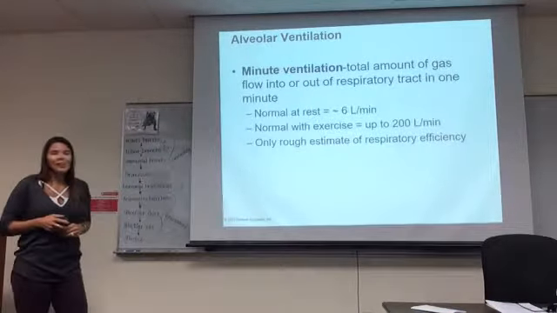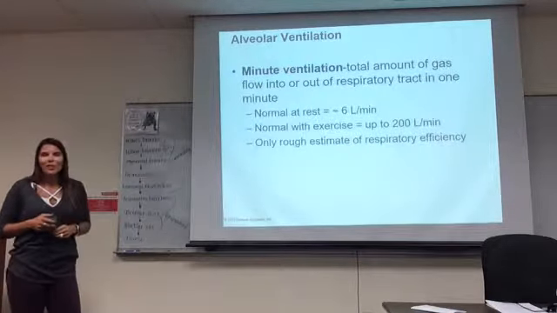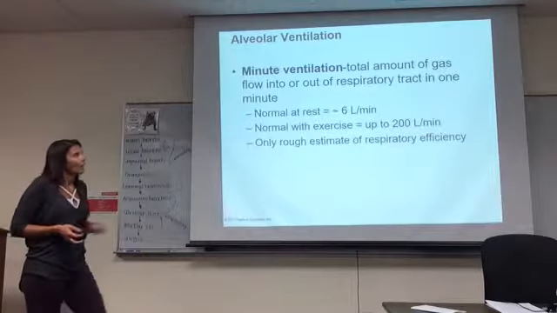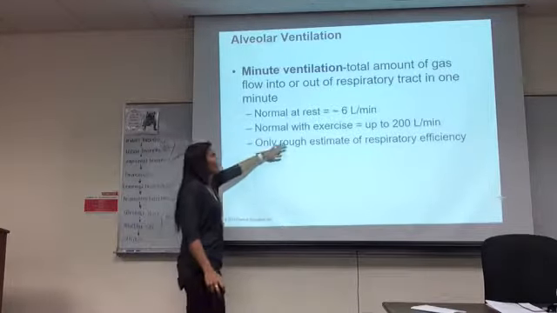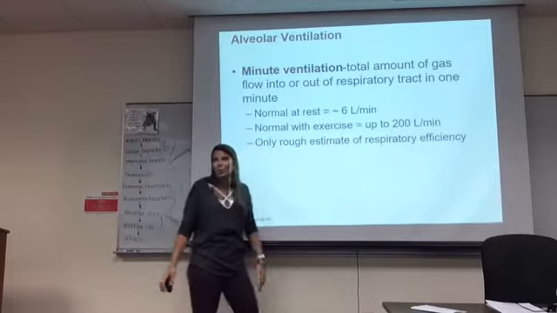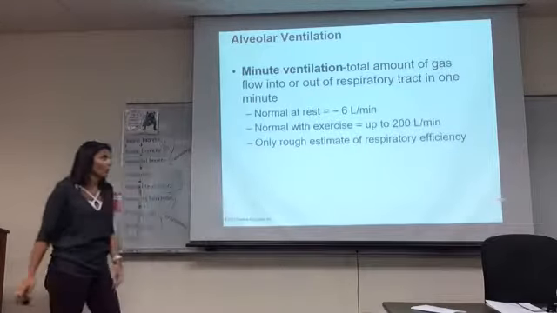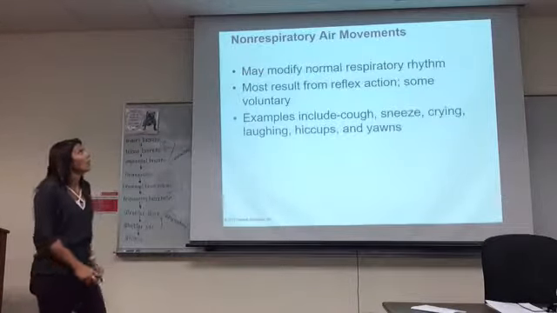Minute ventilation is how much air passes through your lungs in 1 minute. I'm grateful that it's pretty straightforward. At rest, it's around 6 liters per minute. Whenever you're exercising, it could be up to 200 liters per minute, which is quite a bunch.